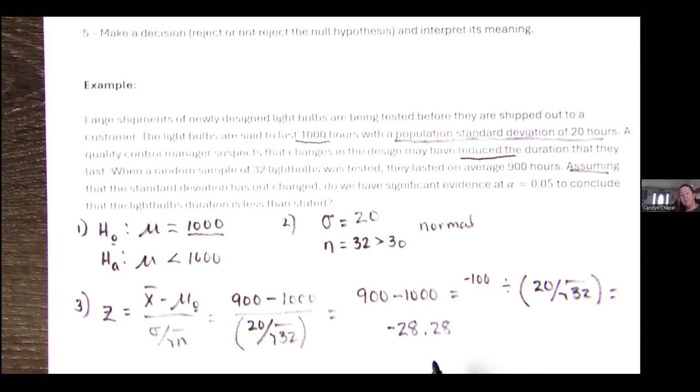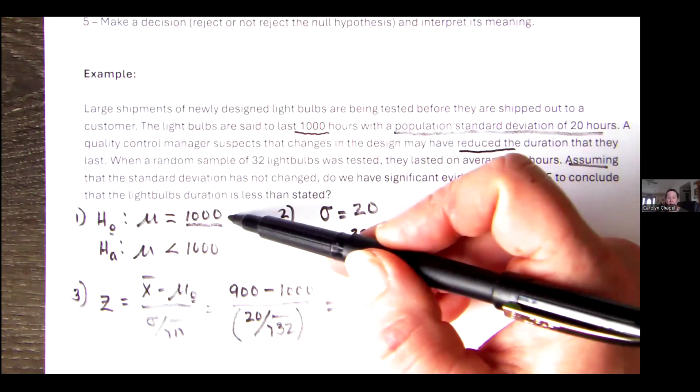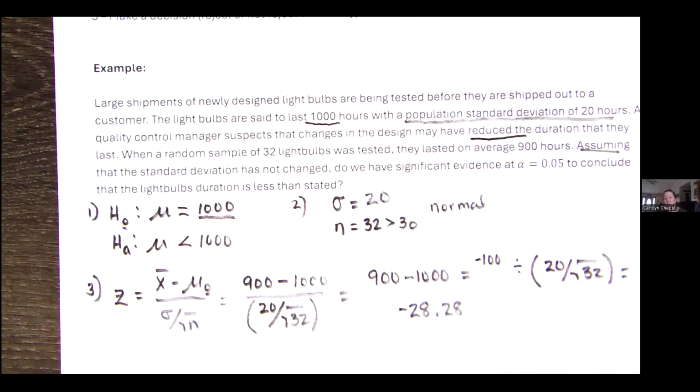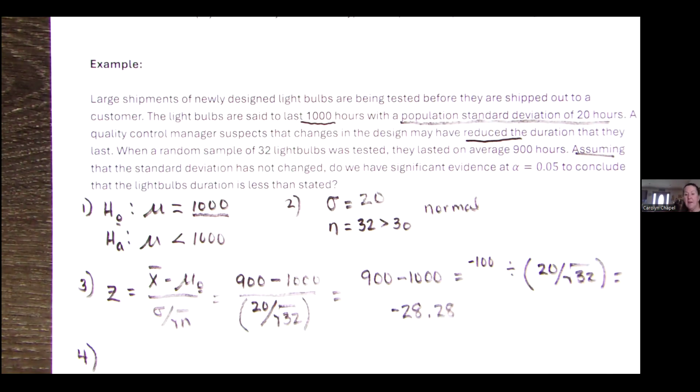I want to remind you that this is a standardized value. So this tells me that this value is 28 standard deviations below our assumed mean. Okay, we're assuming that the mean is 1,000. This 900 is 28 standard deviations below this. So under this assumption, this value has a very small chance of happening. Thinking of our normal curve, we're in that one little tail. And that's what we find in step 4, that p-value that we talk about.